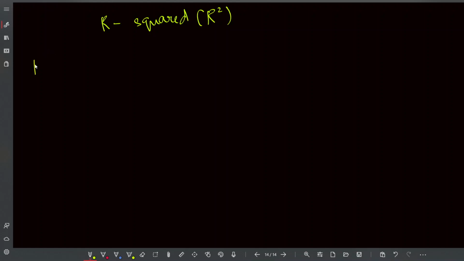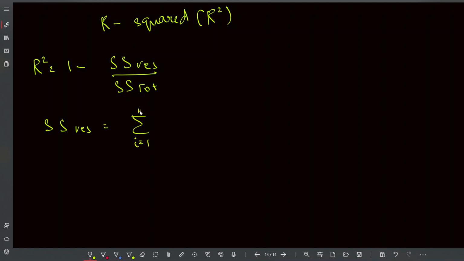So I'll just write the formula for R square over here and then I'll break it down piece by piece. R square is given by 1 minus the sum of square residual upon the sum of square total. Okay, so what is the sum of square residual? Sum of square residual is equal to the summation i equals 1 to n, (yi minus y hat) squared. Okay, so what does this mean?